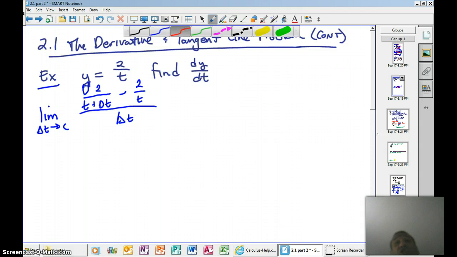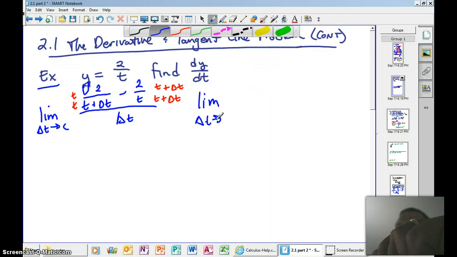Now, you're going to butterfly this somehow. I don't really know how that works. I just get a common denominator. I multiply this side by t over t, which is equivalent to 1, and I multiply this side by t plus delta t over t plus delta t. Nice. So when all that smoke clears, I'm going to get the limit as delta t approaches 0, folks. That's what the definition says.